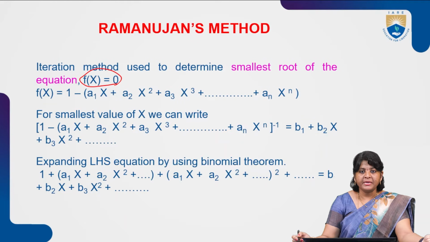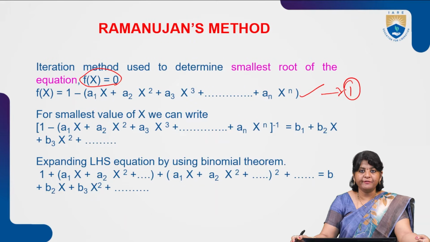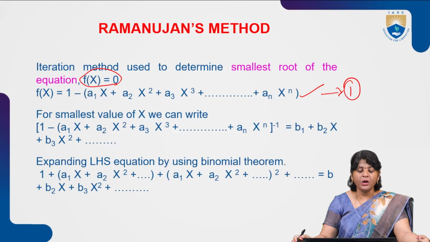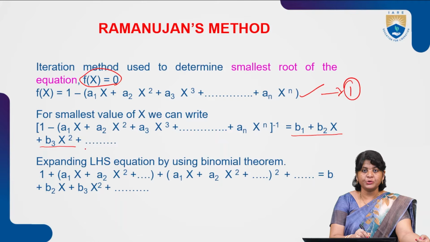The first step is, whichever function is given, we need to convert that equation into the form of 1 minus of a1x plus a2x square plus a3x cube and so on. As per this equation, we can name it equation 1, we need to convert the given function. That is our step 1. Now step 2, to find the smallest value of x, we need to compare this converted function with b1 plus b2x plus b3x square and so on.